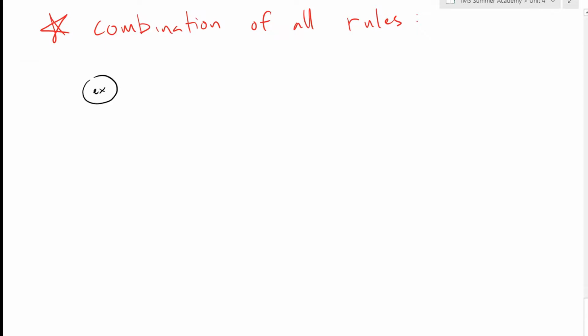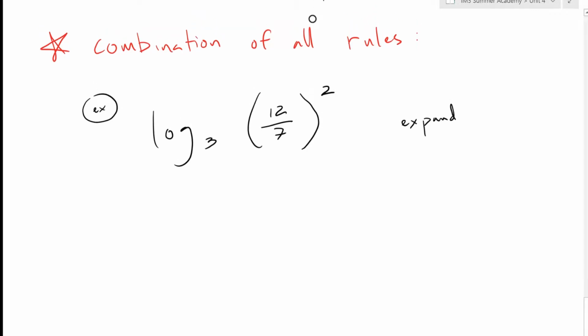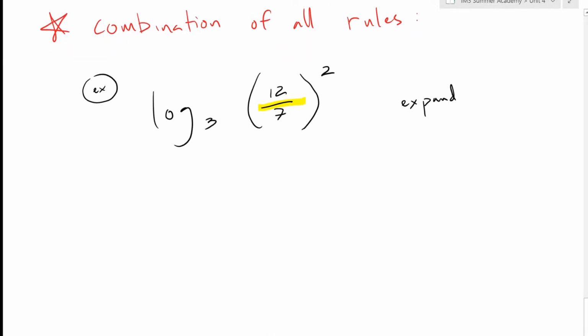So let's say we had log base 3, 12 over 7 to the power of 2. I want to expand this because you see it only has one log, it's already condensed. I want to expand it. But you'll notice a couple things here. I do have division, which is going to become subtraction. But I can't get to that yet because of this exponent that's keeping the parentheses there. So I've actually got to deal with that first. That 2 is being combined to everything, so that 2 can move to the front here.